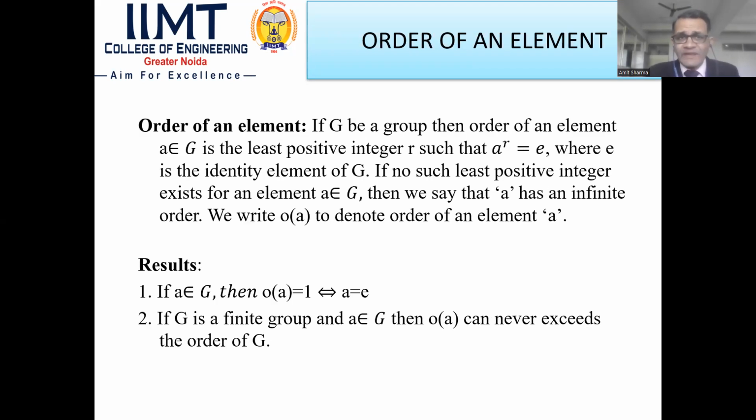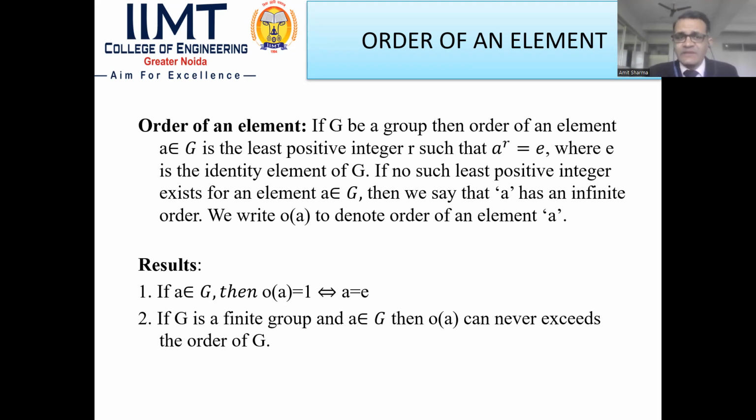Now, what is the order of an element of a group G? If G is a group, then the order of an element a belonging to G is the least positive integer r such that a raised to power r is equal to the identity, where e is the identity element of G. If no such least positive integer exists for an element a belonging to G, then we say that a has infinite order. We use the notation O(a) to denote the order of an element a.